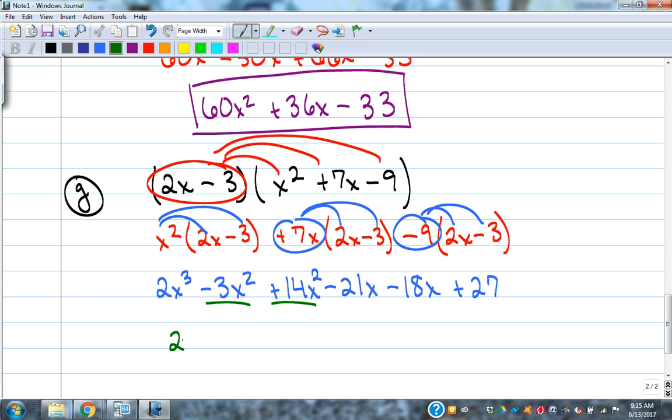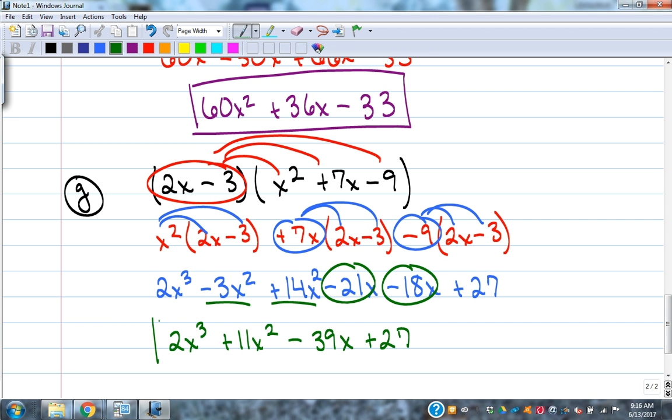The 2x cubed doesn't have anybody like him. So then we're going to put the x squareds together. So -3 and a +14 be 11x squared. And then we got -21 and -18, both negatives. So we're going to combine together to make a bigger negative number, -39x. And then the 27 doesn't have any like terms. So we get that on the end. And there we have a polynomial at the end that we can deal with.